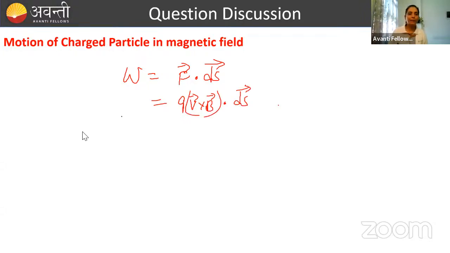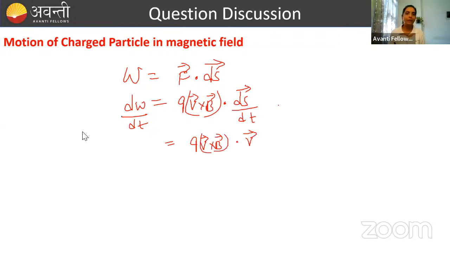If I talk about power delivered, that is dW by dt, then here it becomes F dot ds by dt. You just see here, qV cross B dot V, right? So V cross B is perpendicular to V and its dot product with V will be what? 0. So no power is getting delivered by magnetic force.